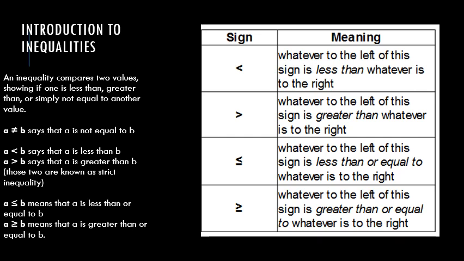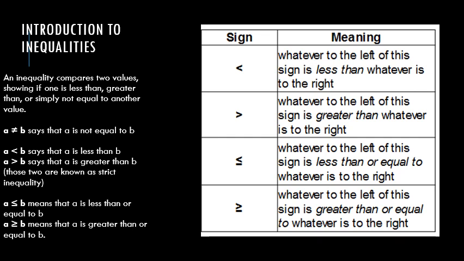In maths, when we write a not equal to b, what does it mean? It means that the value of a is not the same as the value of b. If we write a less than b, it means that the value of a is less than the value of b. Similarly, the next symbol, a greater than b, means that the value of a is greater than the value of b.